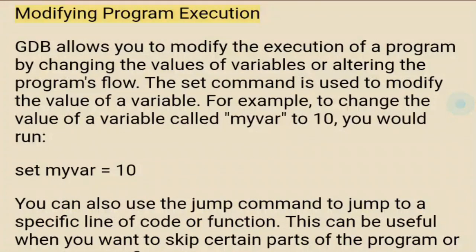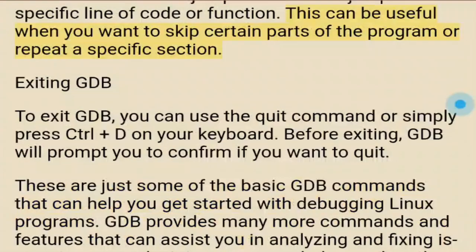Modifying program execution. GDB allows you to modify the execution of a program by changing the values of variables or altering the program's flow. The set command is used to modify the value of a variable. For example, to change the value of a variable called myvar to 10, you would run set myvar = 10. You can also use the jump command to jump to a specific line of code or function. This can be useful when you want to skip certain parts of the program or repeat a specific section.